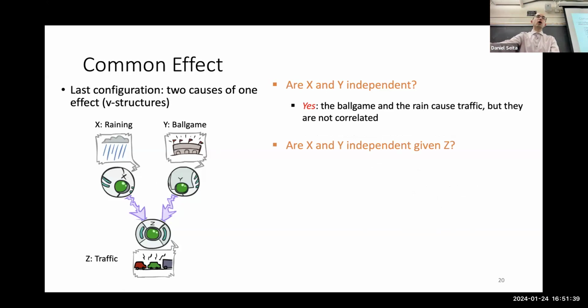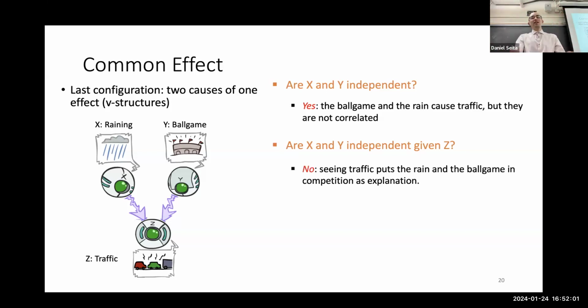Are X and Y independent given Z? Are we guaranteed that this is true by the structure of the Bayes net? I think I see different opinions. So no, they're not guaranteed to be independent given Z. The reason is, if you know that Z is true, then these two random variables, X and Y, are kind of in competition to see which one causes Z. So if you observe Z and you know that it's raining, that actually means the ball game is probably less likely, because X was the thing that caused Z. So if you know one of them, it decreases the probability of the other one.